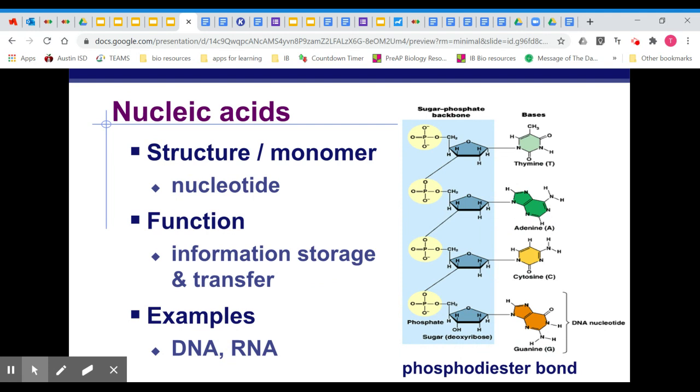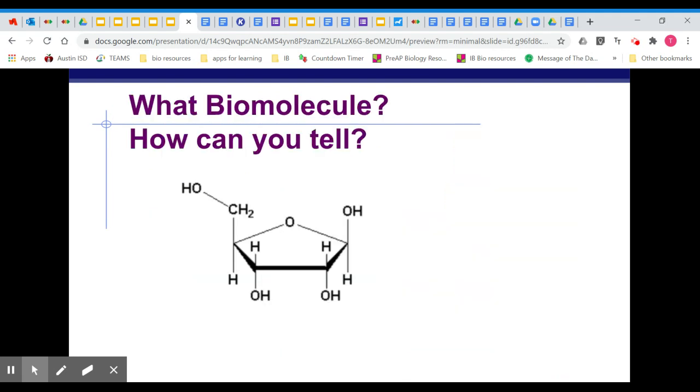And then your nucleic acids are built from long chains of nucleotides, super important for information storage, your DNA and RNA. They are made up of your sugar, phosphate, and nitrogen base. That's what makes up your nucleotide, and they form those chains with your sugar phosphate backbone and then the nitrogen bases sticking out. So those are our 4 main classes of biomolecule. Let's do a little practice at identifying them.